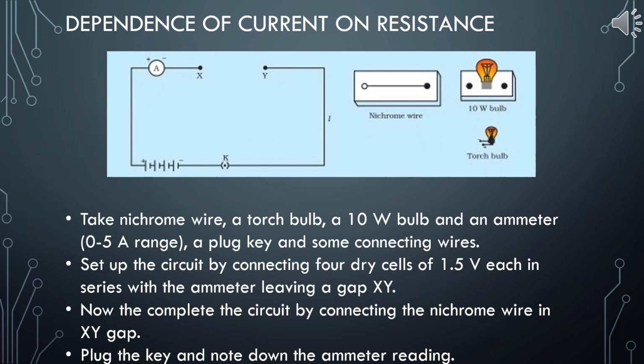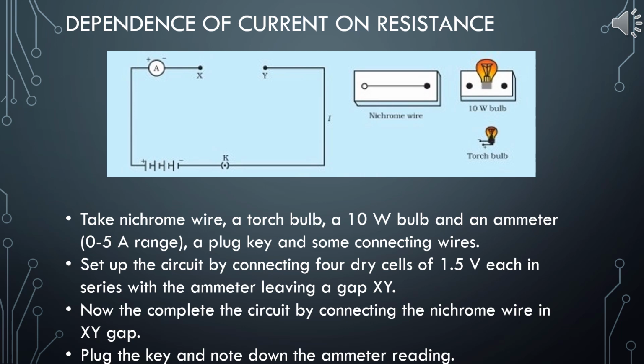Now, let us understand a new topic. In that, the first one, dependence of current on resistance. For that, I have taken three different types of conductors, that is a nichrome wire, a torch bulb, and a 10-watt bulb. You may think, are these conductors? Yes, in this we are using conductors, so I can even use these as conductors or any electric device. Along with that, I have taken an ammeter, a plug key and some connecting wires.